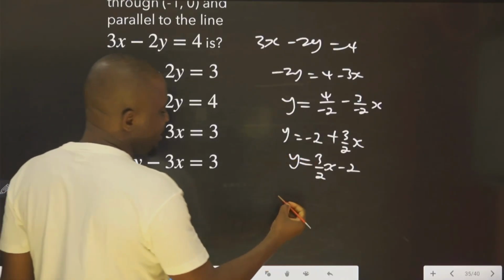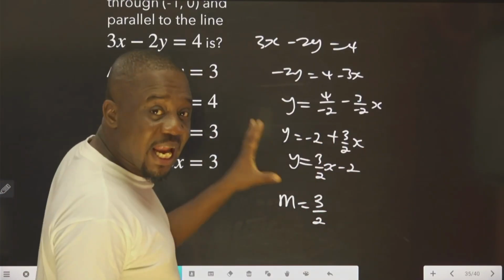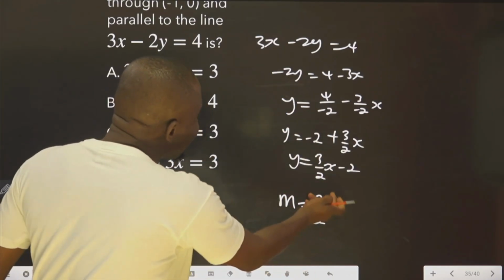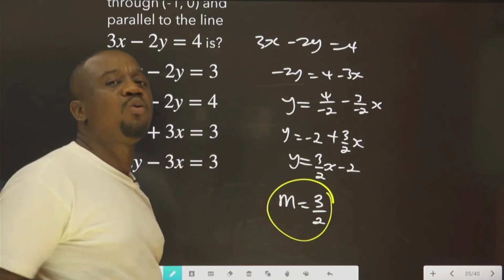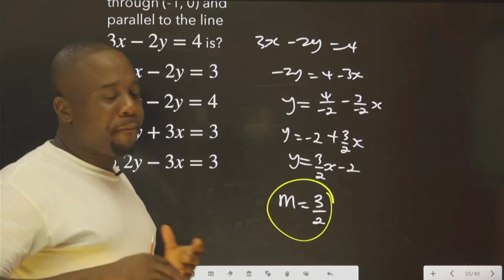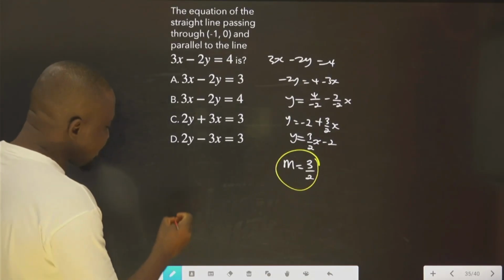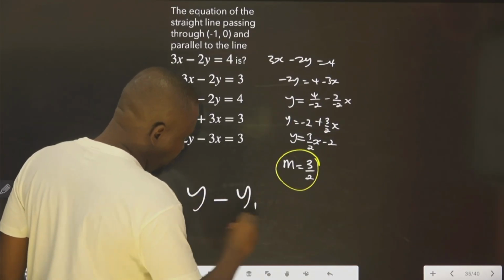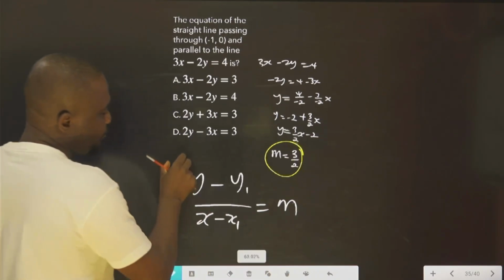What is the gradient here now? The gradient here now is 3 over 2. That is the coefficient of this x. Now that we know the gradient, the same gradient is what we are going to use for what we are looking for, because this line and the line we are looking for, they are what? They are parallel. So now, all we need to do, we bring the formula that says (y - y1) over (x - x1) equals the gradient for what we are looking for.